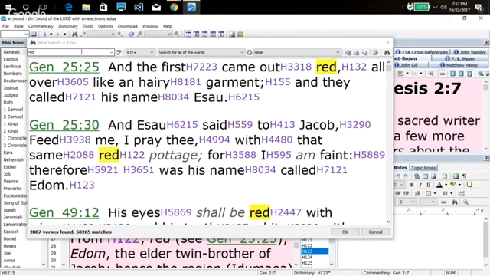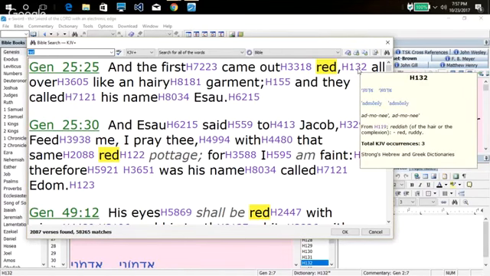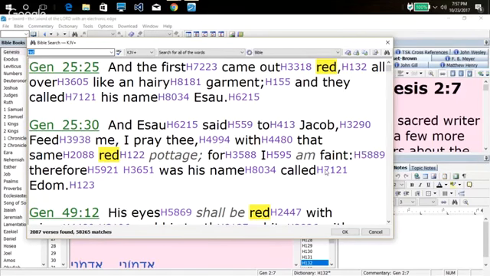How ironic is that, right? So we're going to get into it. It says, and the first came out red all over like a hairy garment, and they called his name Esau. Let's look at this word red right here. It's Strong's word H132, and it says Admoni. For those who might not know, let me scroll down real quick and click on this.